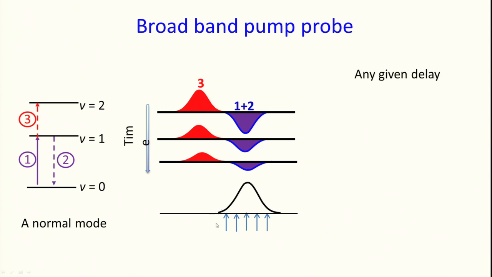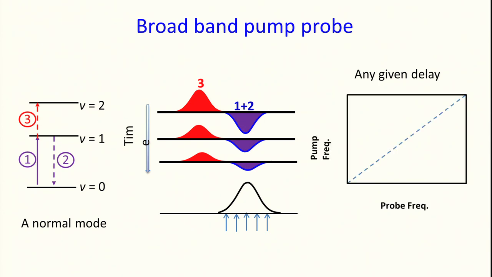I can plot, for any given delay, a 3D plot like what we have discussed already: pump frequency on one axis, probe frequency on the other, and intensity or absorbance on the third axis, represented by contours. So, what do we expect? What happens when we pump at 1? Let us say the frequency is nu 0 1. We expect a negative signal for probe frequency of nu 0 1, as discussed already. We expect a positive signal for probe frequency of nu 1 2, where nu 0 1 corresponds to the frequency matching the energy gap between V equal to 0 and V equal to 1.